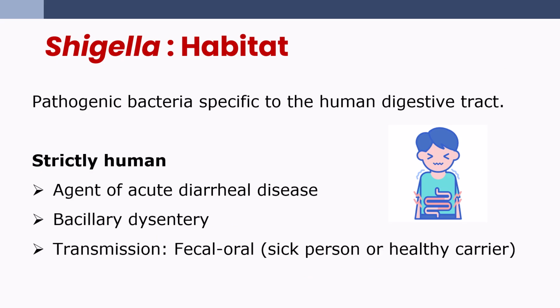The Shigella genus includes pathogenic bacteria that are specific to the human digestive tract. These bacteria are exclusively human and cause an acute diarrheal disease known as bacillary dysentery. Transmission occurs mainly via the fecal-oral route, either from a sick person or a healthy carrier, explaining why it spreads so easily in environments with poor hygiene.